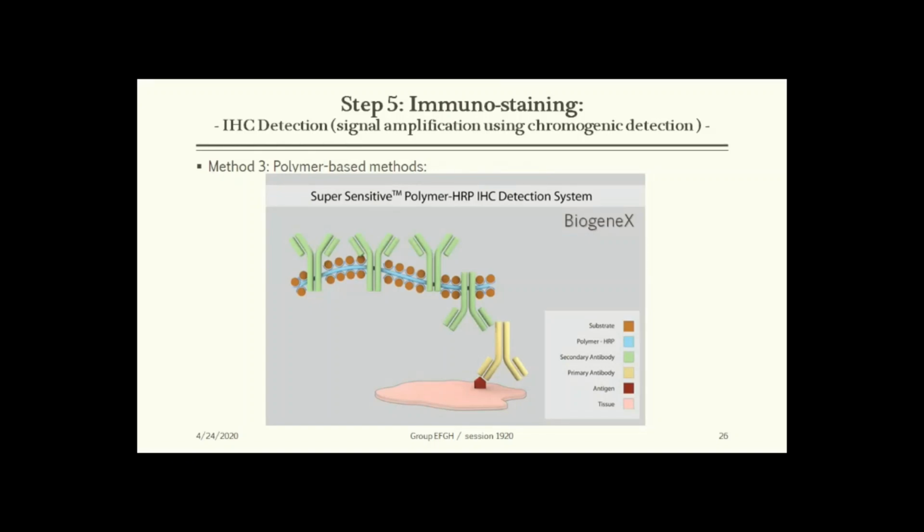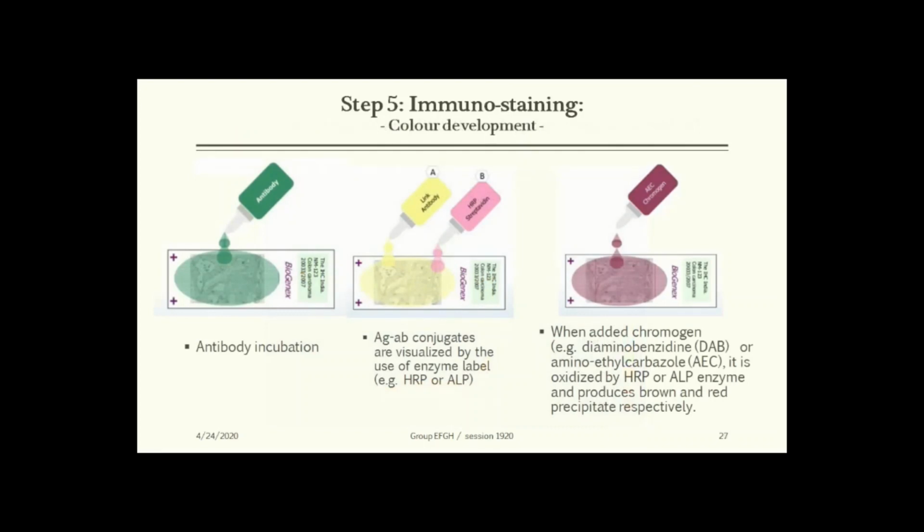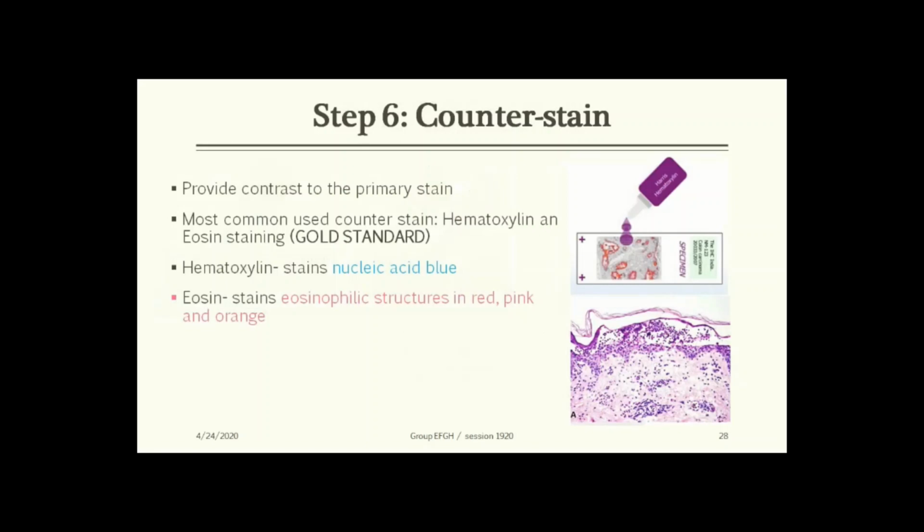Moving on to color development, the chromogen is oxidized by the enzyme and produces color. For example, HRP gives a brown color while ALP gives a red color. Then a counterstain is needed to provide contrast to the primary stain. Commonly used is hematoxylin, which stains nucleic acid blue, and eosin, which stains eosinophilic structures red, pink, and orange.